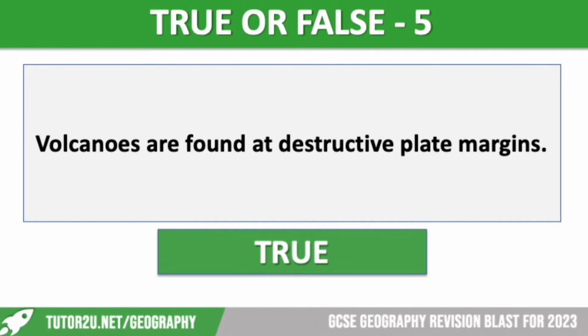So at a destructive plate margin, when subduction takes place, you've got the oceanic plate being pushed into the crust, being pushed into the mantle, which then melts, causes that magma to occur.